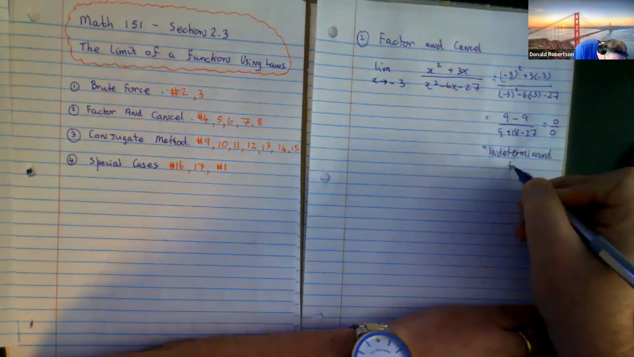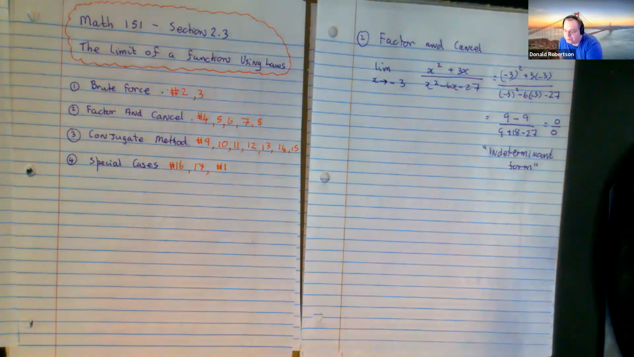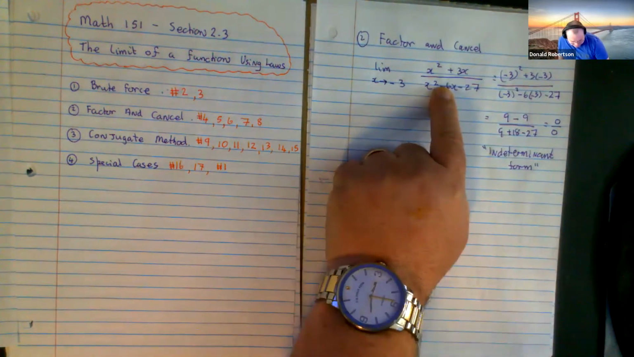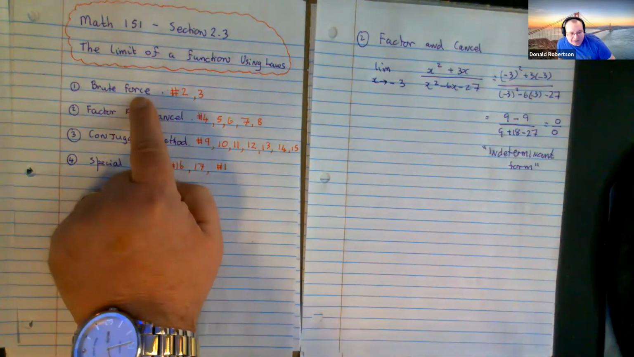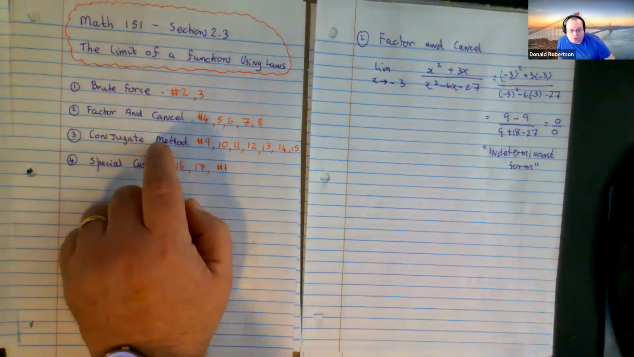This is called indeterminate form. So if you ever get a 0 divided by 0 kind of question, nobody knows what it is. No, by the way, it's not 1. 0 divided by 0 is not necessarily 1, it could be anything. So that's how I know that this one is not brute force. Now, if it ain't brute force, it's factor and cancel or it's conjugate.